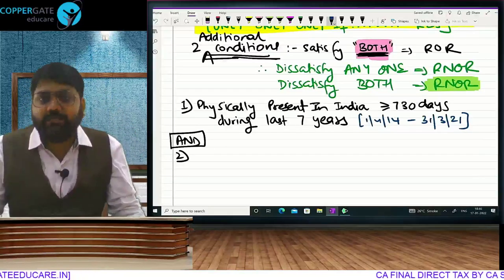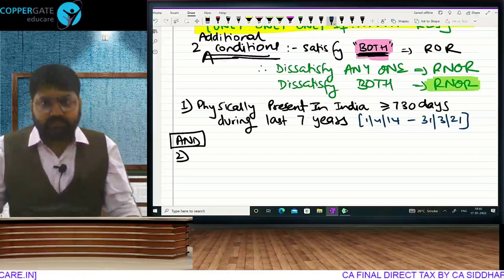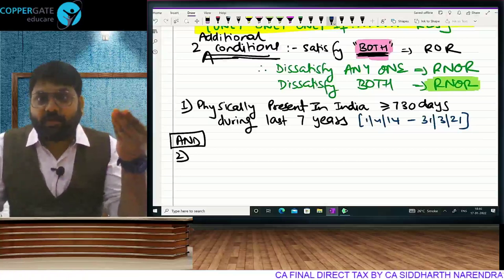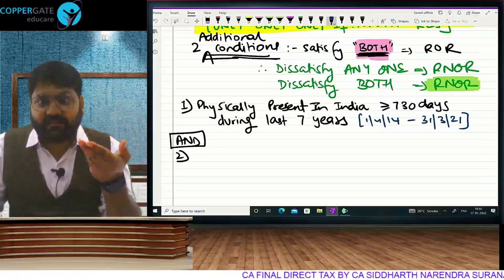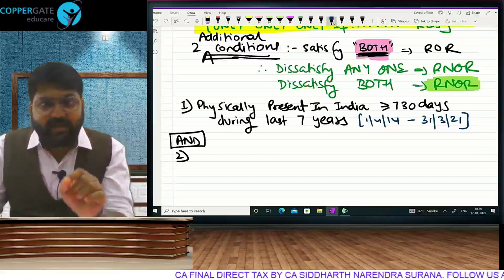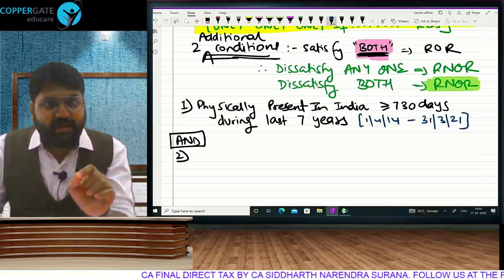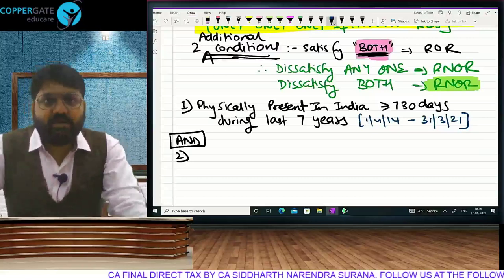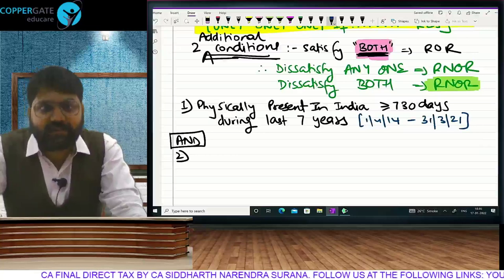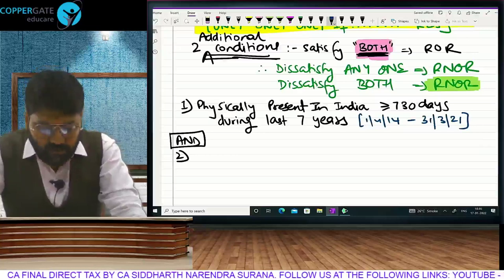How many days minimum? 730. Everything else is same, like what we wrote in the points to be noted of 60, 182 and 365. Equal to is also covered. Any place in India, any purpose in India. Everything else is same. What is the only thing that is relevant in determination of 730 days? Physical presence in India. Okay?